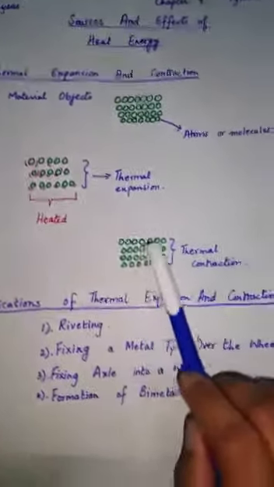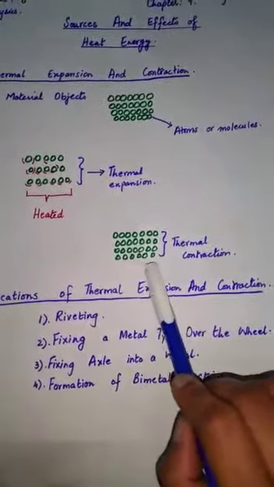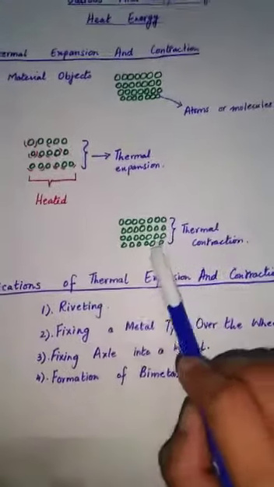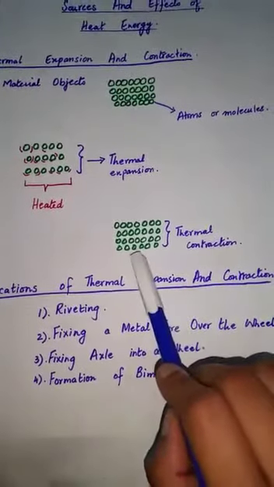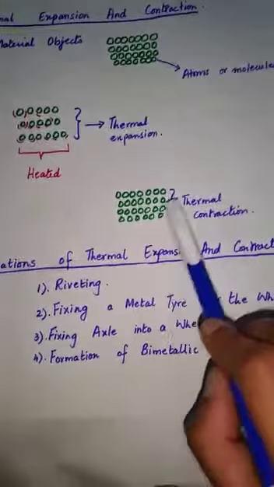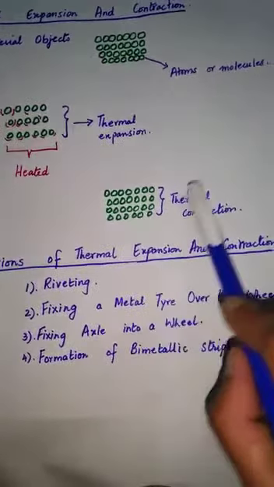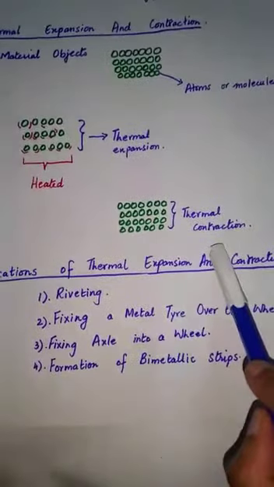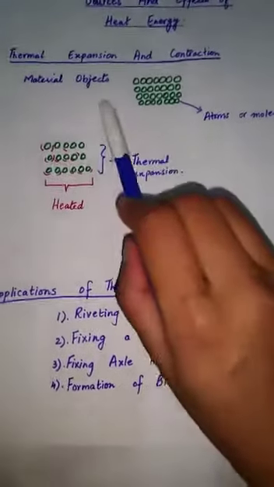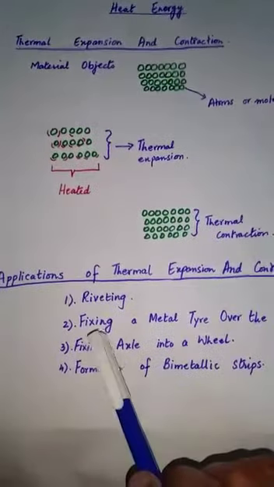On the other hand, when the heat is removed, as you see it was heated here, the heat is removed, or in other words, when the object is allowed to cool down, the object will return to its original position or shape, and this is called thermal contraction. So this is how thermal expansion and contraction takes place in solid objects.